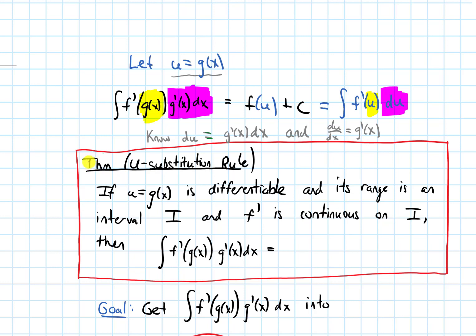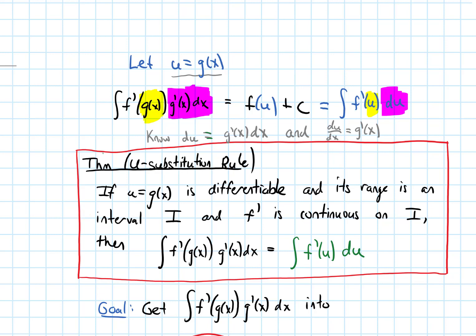So we can state this result more formally with the following theorem, which I'll just call the U-substitution rule. It says that if u equals g of x is differentiable and its range is an interval I, and f prime is continuous on the interval I, then the integral of f prime of g of x times g prime of x dx, I can rewrite as the integral of f prime of u du. So we can rewrite it in this simpler form.